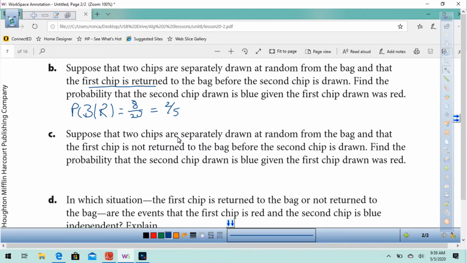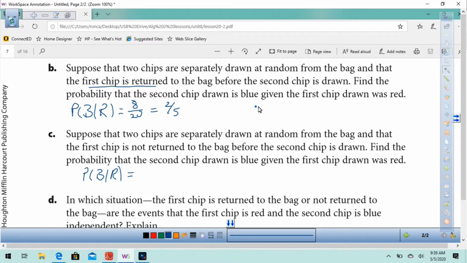Suppose that 2 chips are drawn separately at random from the bag, and that the first chip is not returned to the bag before the second chip is drawn. Find the probability the second chip drawn is blue, given the first chip drawn was red. So again, we have the probability of blue given red.